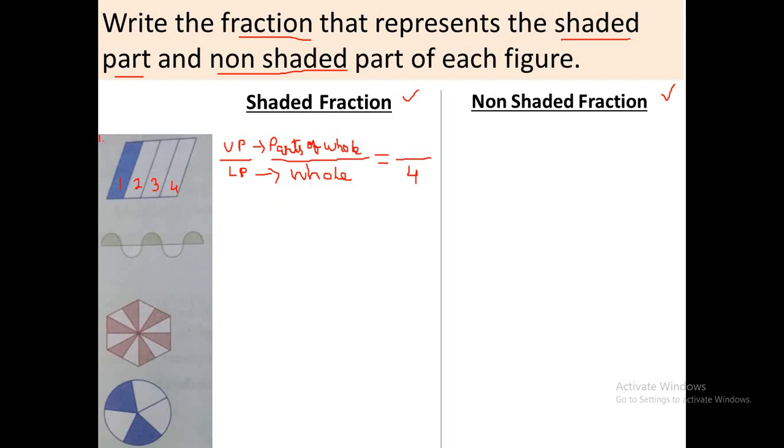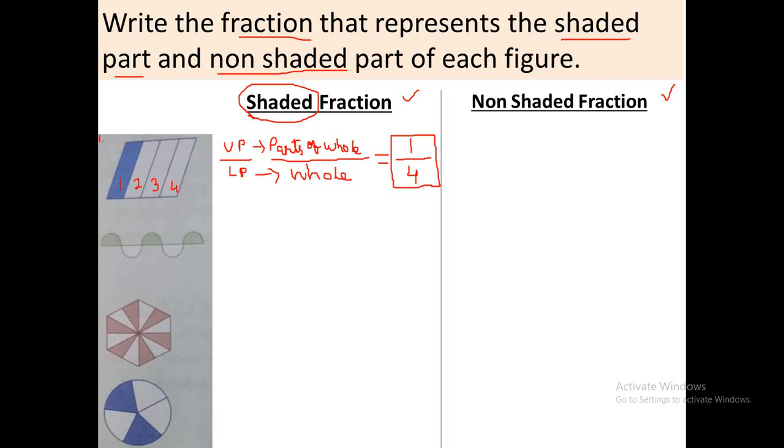What about the upper part? See, I am writing the fraction for the shaded part, right? So how many parts are shaded in this figure? Only one part has been shaded. So in parts of whole, I will write 1. Okay, and this is the fraction that shows the shaded part of this figure, right?